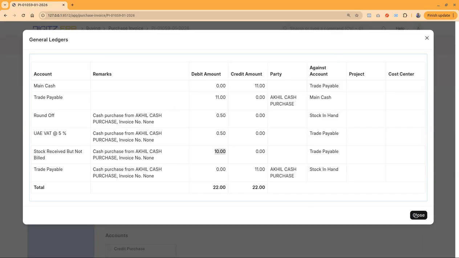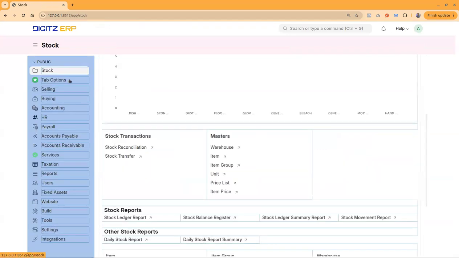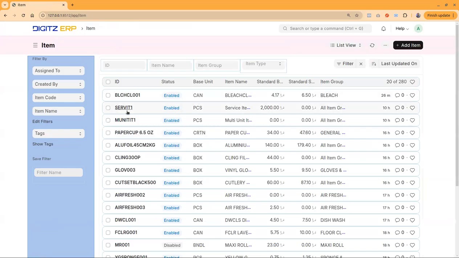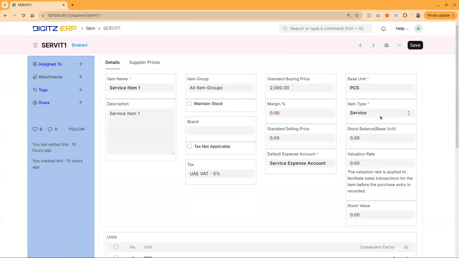So how will it be reflected in the case of a service account? The service account we configure in the item master by selecting the item type as a service item. If the item type is a service item, the maintain stock option is unselected, and the default account can be configured. So ideally it needs to be reflected with this particular expense account.